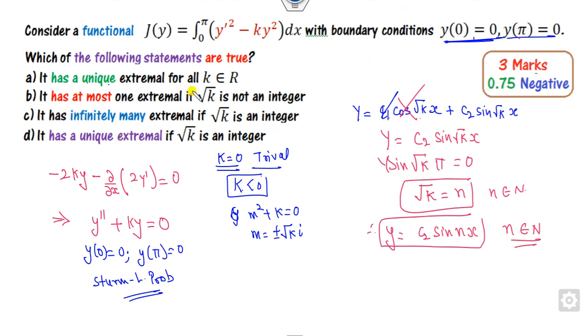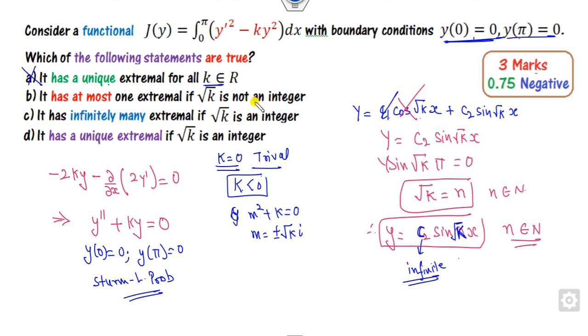Now look at the options. "It has a unique extremal for all k." That is not true, because I can write n as root k here. Since c is my arbitrary value, there are infinitely many values. So it is not a unique solution.